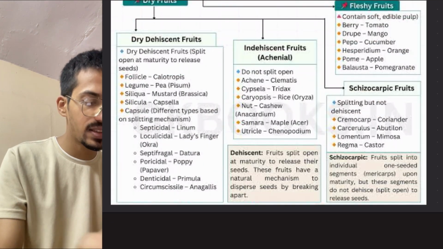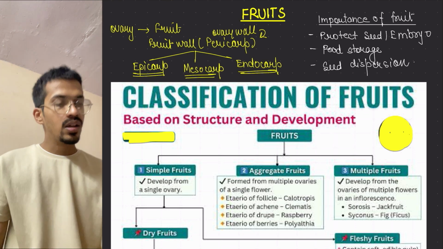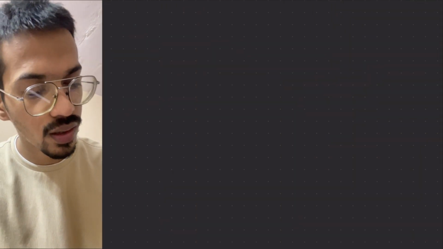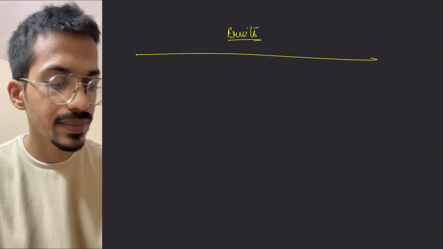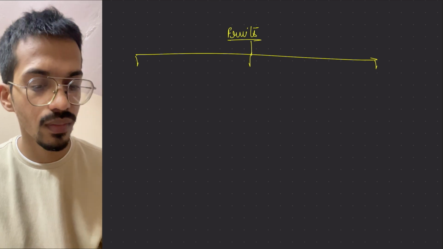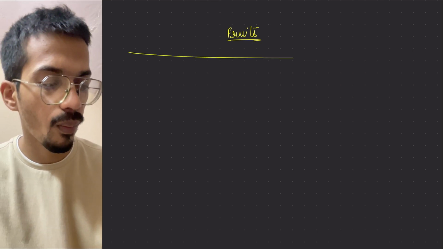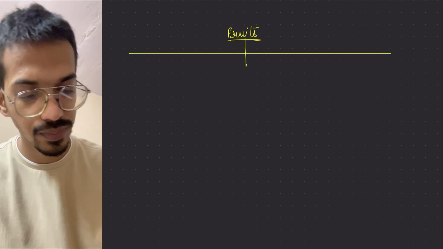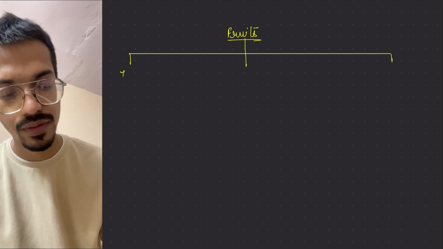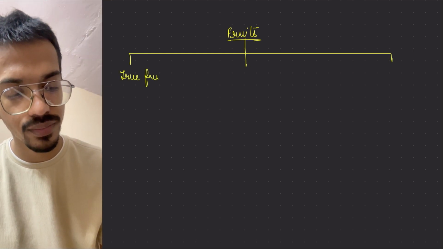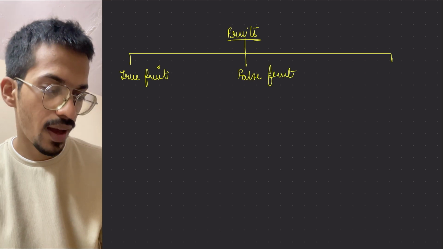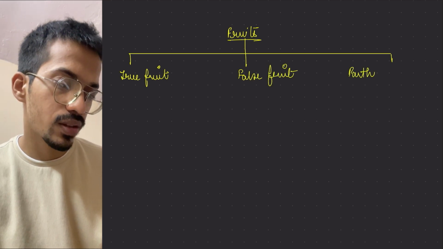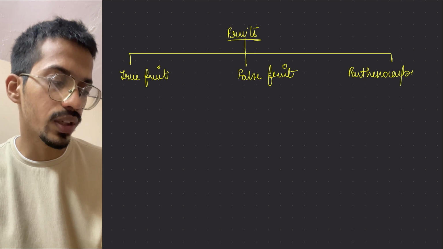Okay, there's no space to write that, so I will be adding one page. Fruit classification is also another type, that is, we have true fruit, we have false fruit, and we have parthenocarpic fruit.